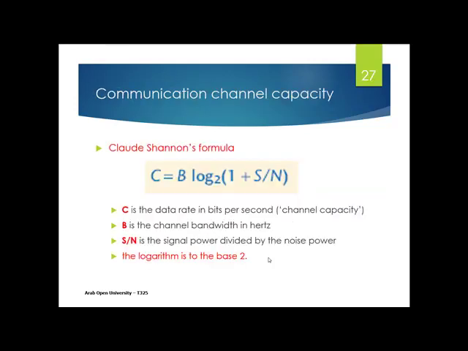The maximum theoretical capacity is defined by Claude Shannon's formula, which is C equals B log base 2 of 1 plus S over N. C is the data rate in bits per second, which is also known as the channel capacity. B is the channel bandwidth in hertz. Log 2, of course, you know the logarithm. And the S over N is the signal to noise ratio. So given the characteristic of log 2, a greater signal to noise ratio will have a greater capacity. A greater bandwidth will have a greater capacity of the channel.